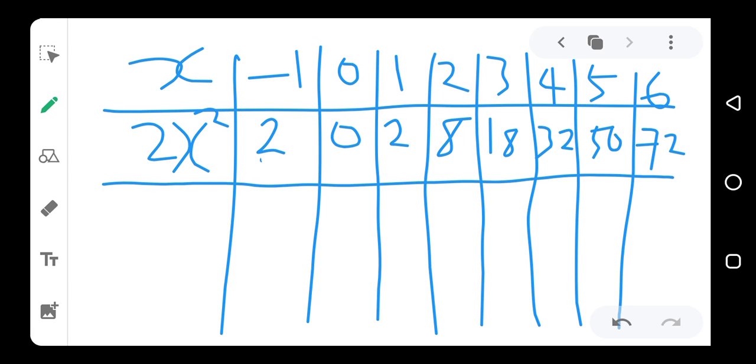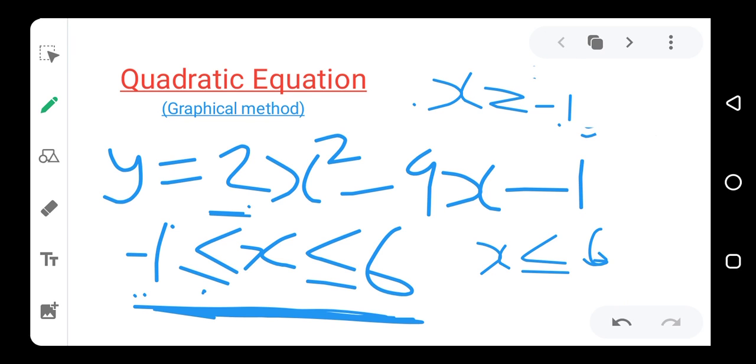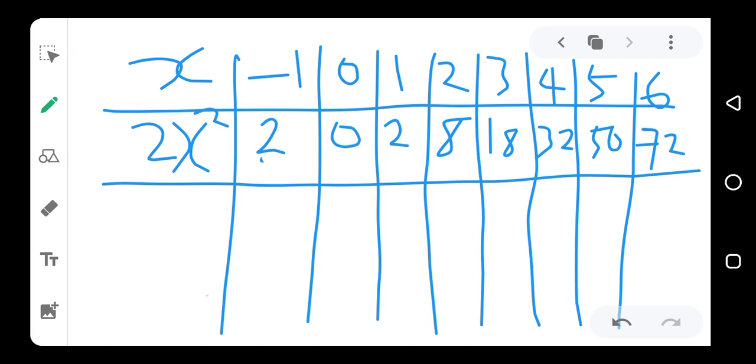Okay, so this value is gone. Now we go back to the equation given to us. After that, we have minus 9x. So we create a row for minus 9x. Now under minus 9x, it becomes minus 9 times minus 1. That is going to give us 9.